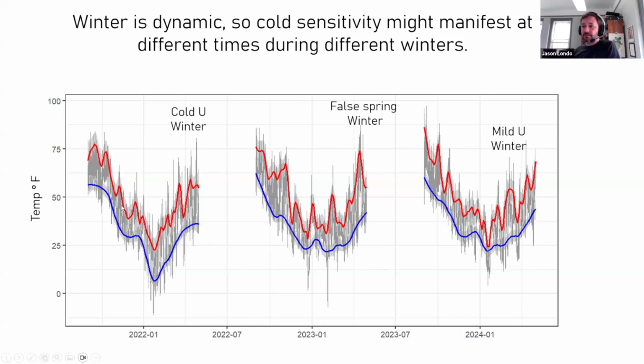The first winter, 2021 to 2022, was a cold U-shaped winter. The 2022 to 2023 was a false spring winter where we were decreasing in temperatures, but then we had a big heat up right after Christmas, and then another freeze in February. And then last winter, we had a U shape, but it was much more mild than the first year here. So a mild U-shaped winter.